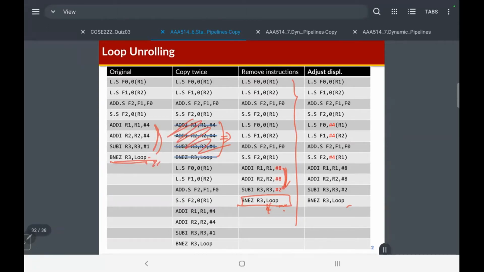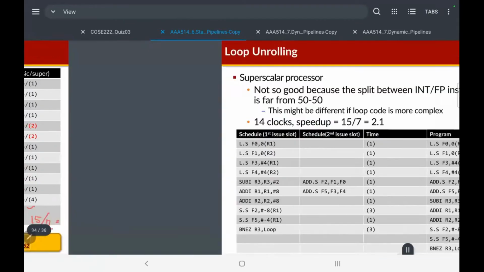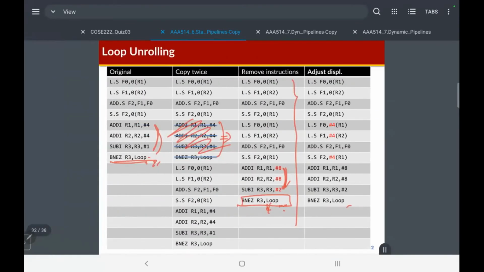But then, what is the issue of loop unrolling? Loop unrolling is very good. What are the issues of this loop unrolling?